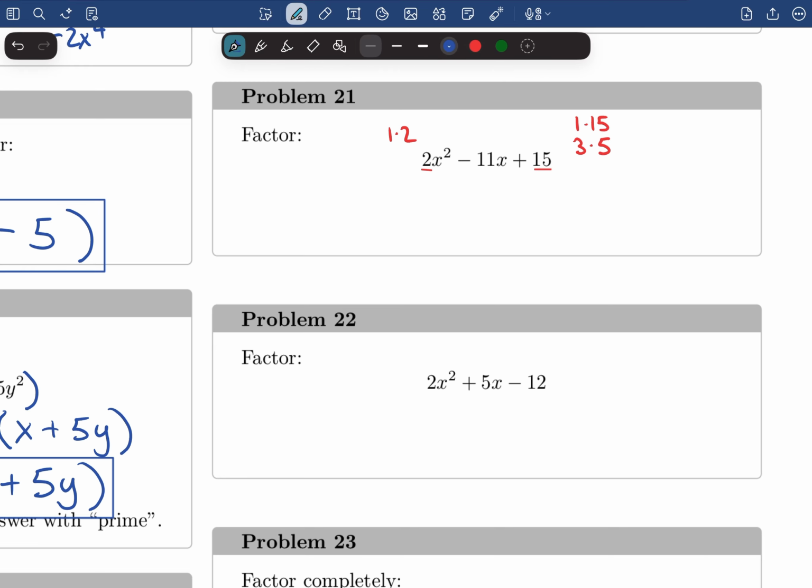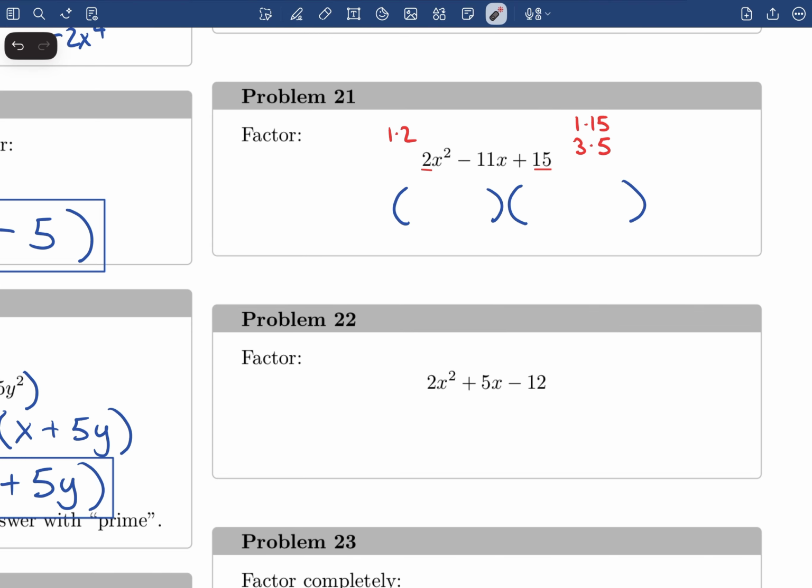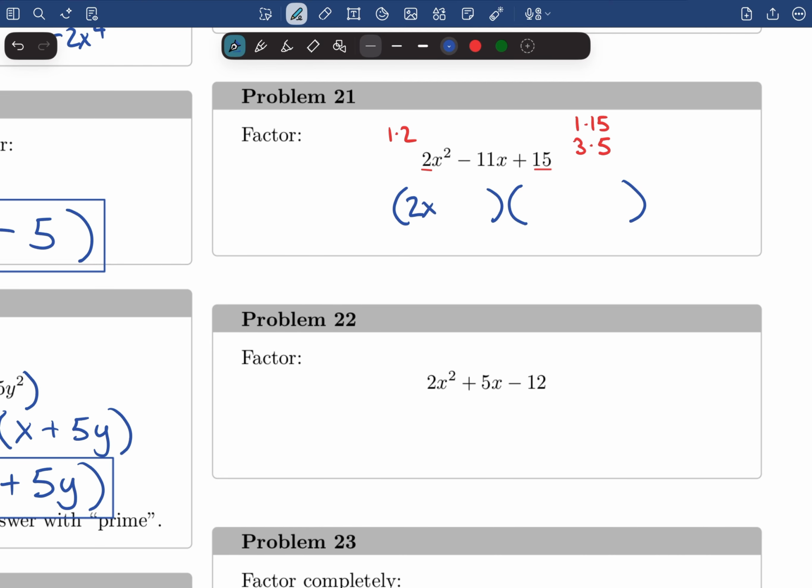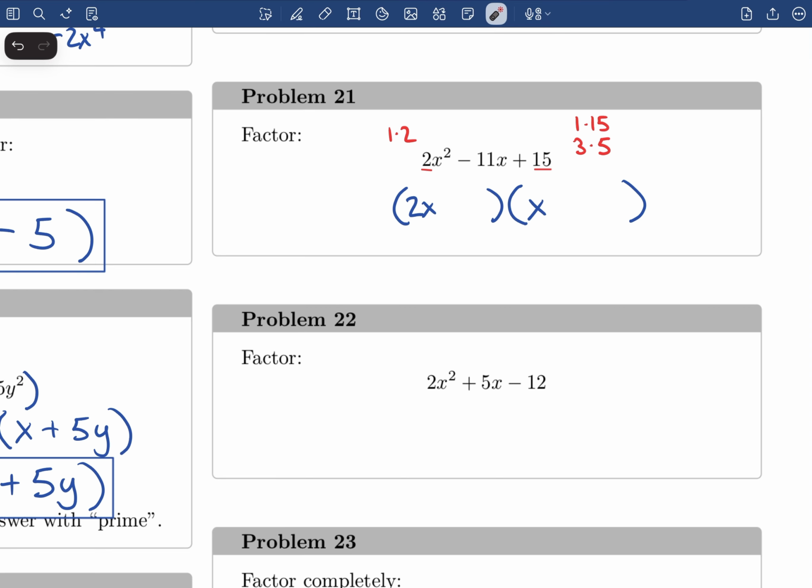Then I need to create two binomials, and I'm going to put these values with x, a 2x and a 1x, right? At this point, it doesn't matter which order you do it in. A lot of people like to put the bigger number first, which is what I did. 2x is bigger than 1x, but it really doesn't matter at this point.